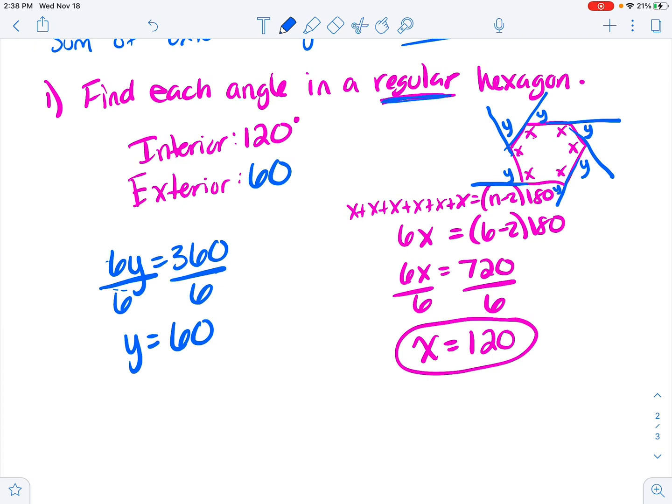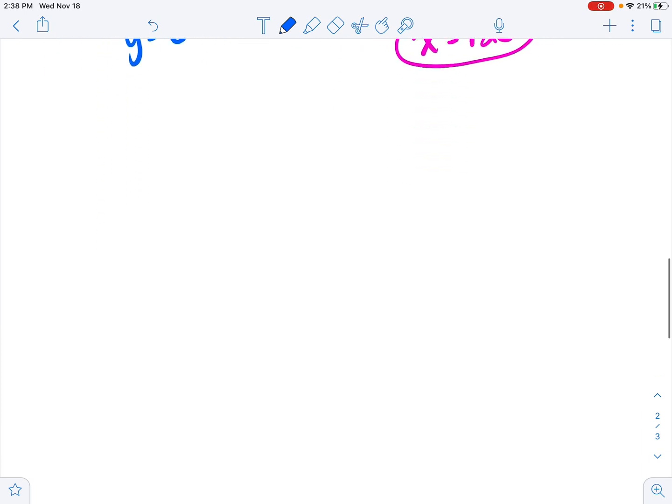Okay, so that's for a regular figure. Any polygon, 4 sides, 6 sides, 8 sides, 10 sides, 25 sides, doesn't matter. That's finding each angle in a regular hexagon. Okay, some of your problems are just going to ask you to find the sum of the interior angle.